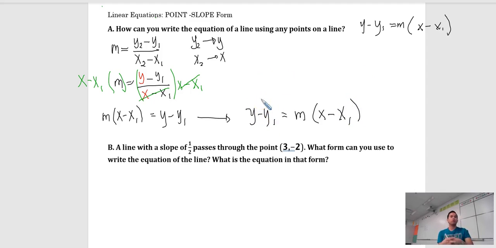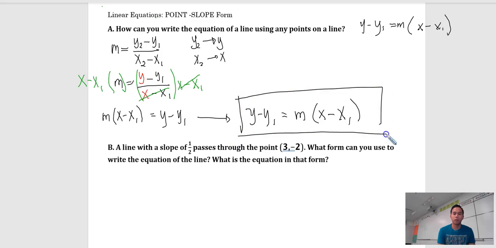You can write the equation of a line using any point, which is your x1 and y1, and the slope in point slope form using this form: y minus y1 equals m times the quantity x minus x1.